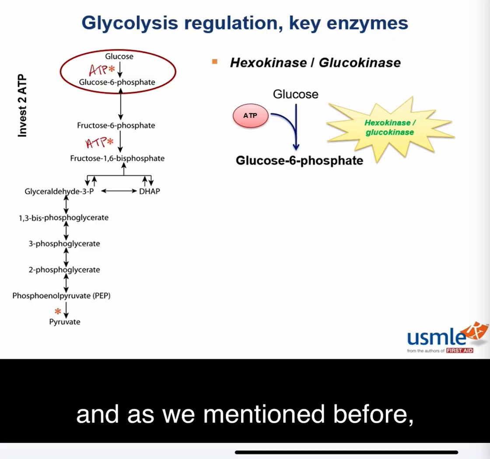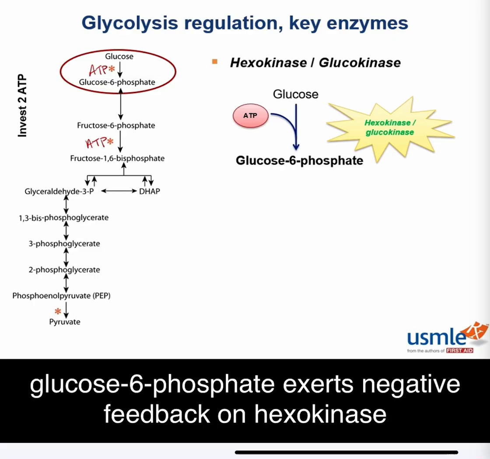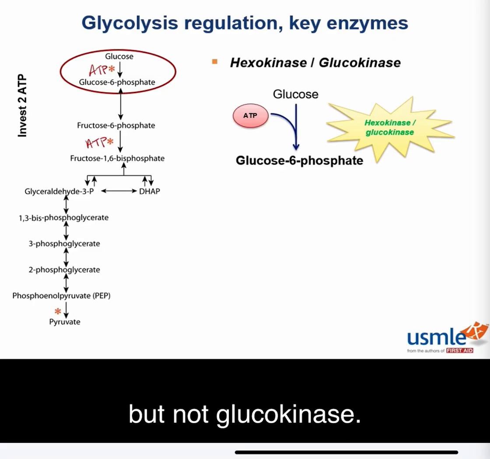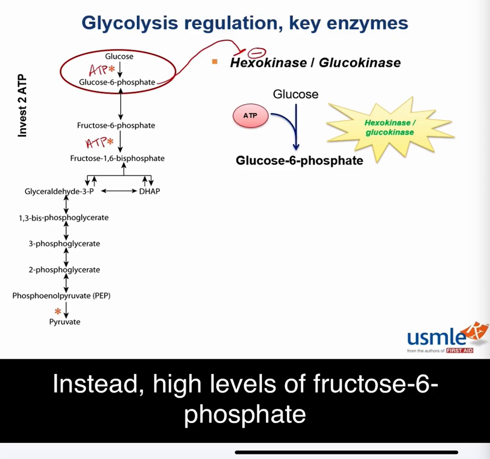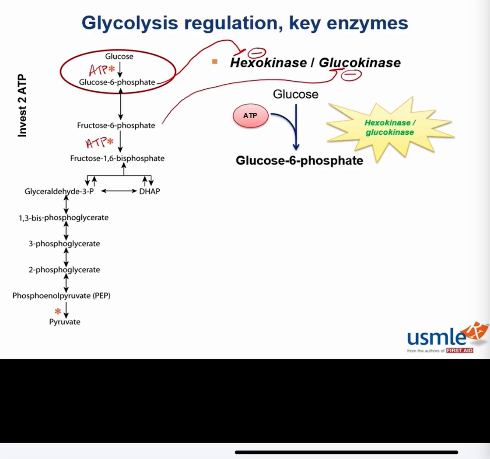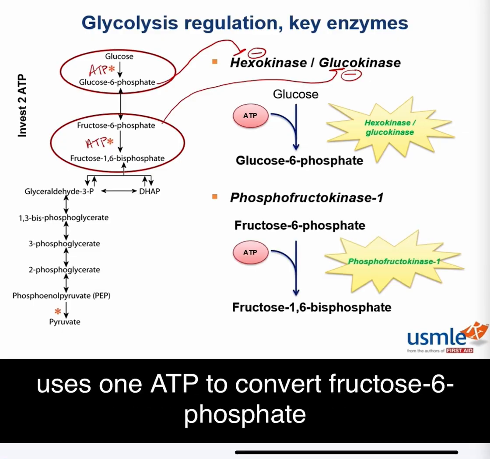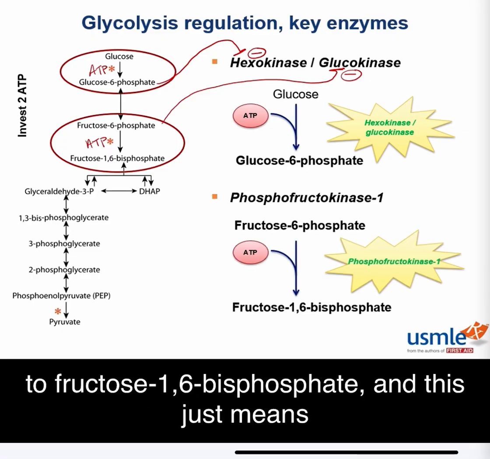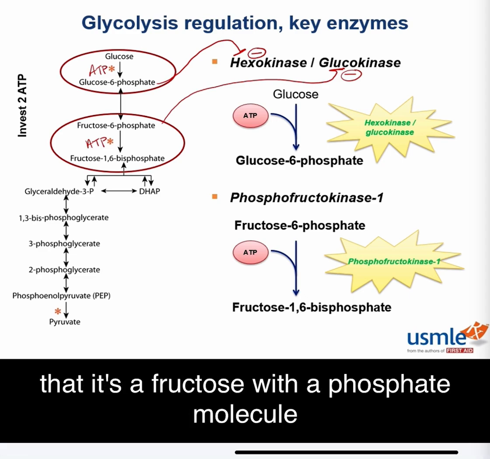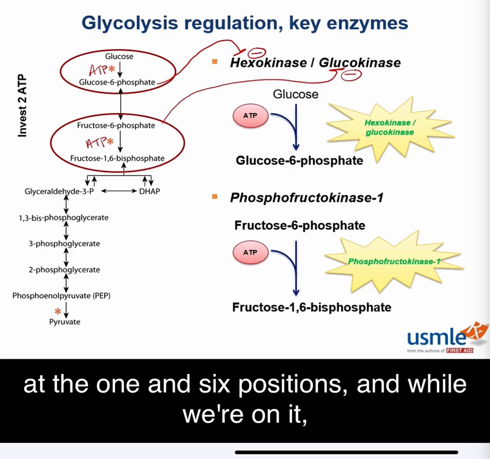And as we mentioned before, glucose 6-phosphate exerts negative feedback on hexokinase, but not glucokinase. Instead, high levels of fructose 6-phosphate act to inhibit glucokinase. Now, in the third step of glycolysis, phosphofructokinase 1 uses 1 ATP to convert fructose 6-phosphate to fructose 1,6-bisphosphate. And this just means that it's a fructose with a phosphate molecule at the 1 and 6 positions.